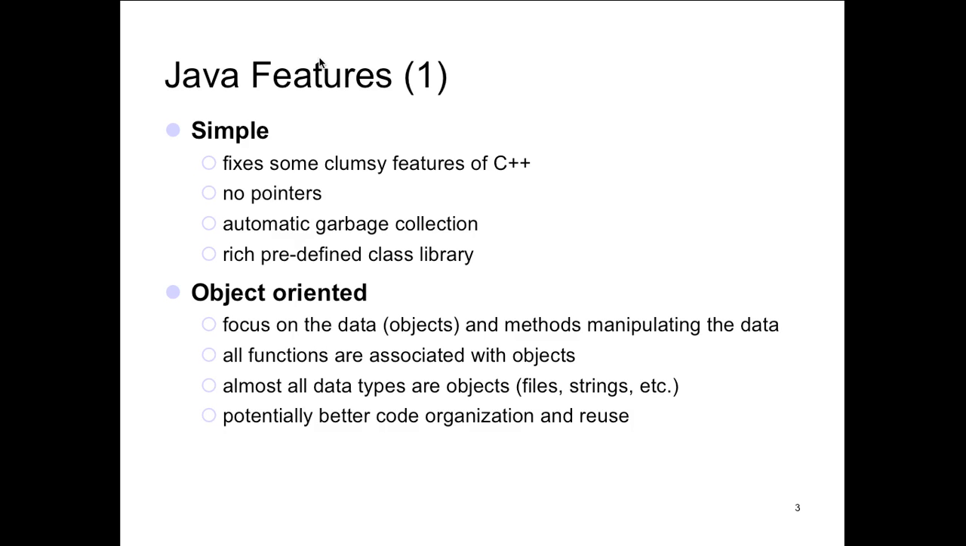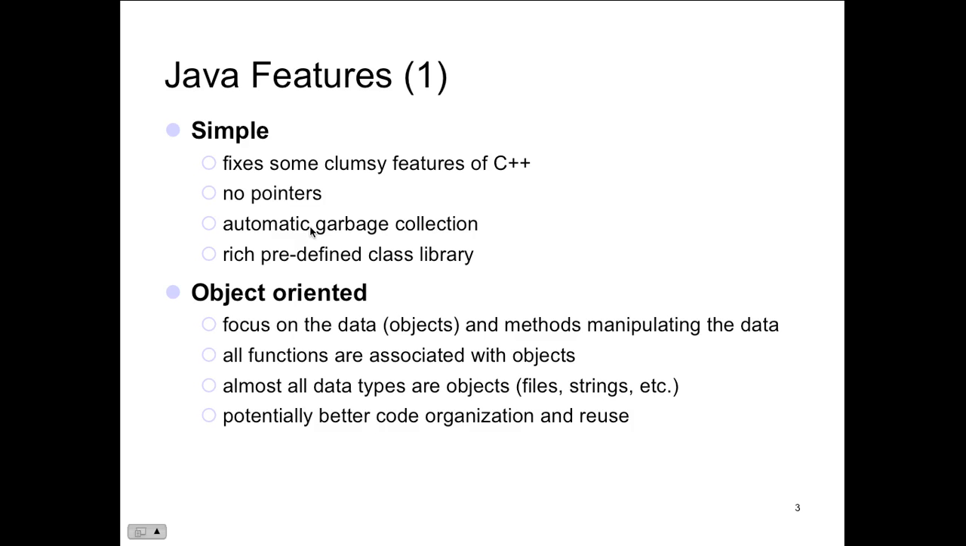Simple, here's your sales pitch. It's simple, fixes some clumsy features of C++. It fixes one really good clumsy feature of C++ that most students really appreciate, which is the fact that there's no pointers. We don't have pointers in Java. Hooray! We still have everything else, though, which is good. We also have automatic garbage collection, because we don't have any pointers.